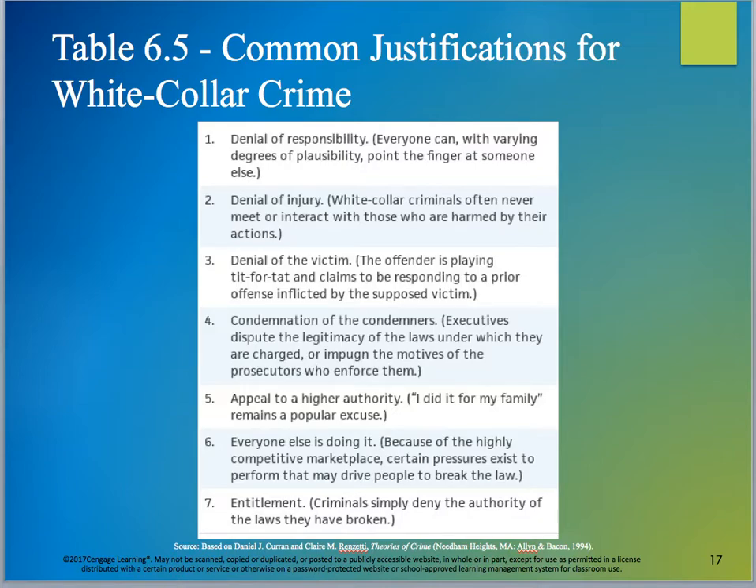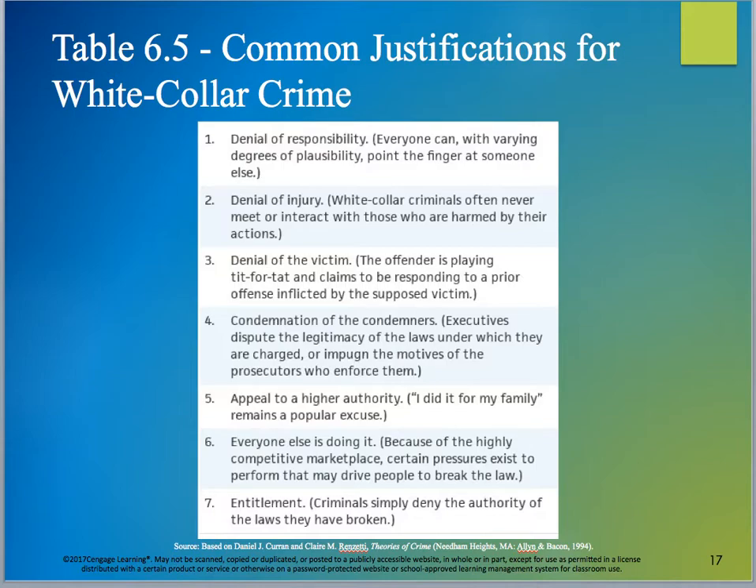Then the fifth is appeal to a higher authority. I did it for my family. That's usually how it is, right? I didn't want to lose my family. I was looking out for my family. My wife and I were having problems at home, and I just thought she was going to divorce me and take the kids. They try to pull on your heartstrings with that nonsense.